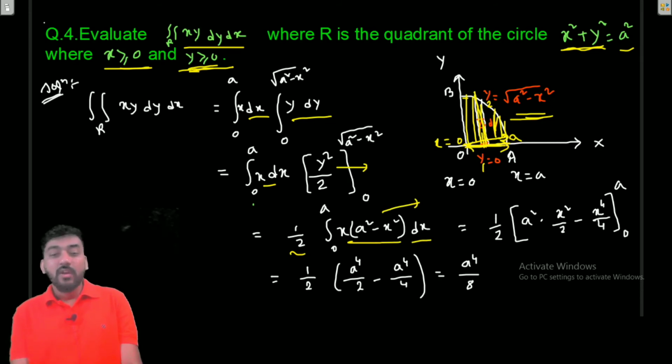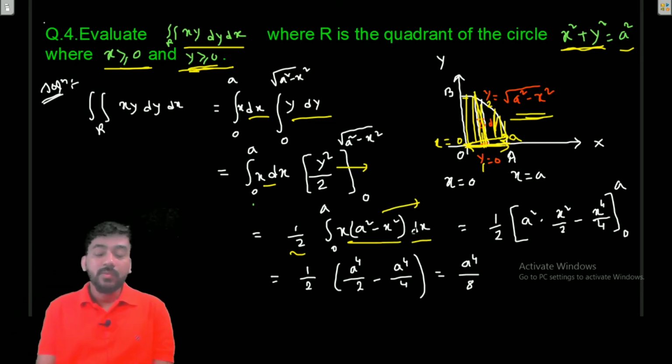Okay, so now first you have to do the integration. Here x is x and a square is constant, so x will be x square by 2, and here x square and this x will give x cube, and the integration of x cube is x to the power 4 by 4. So it will be a square x square by 2 minus x to the power 4 by 4, and you have to put a instead of x first, the upper limit.